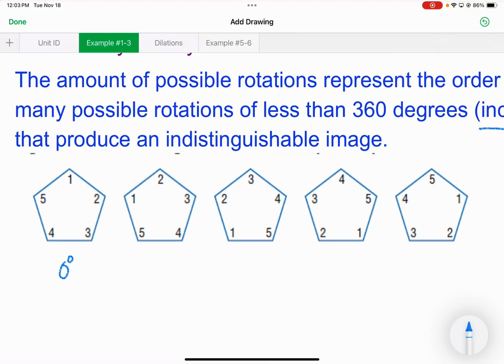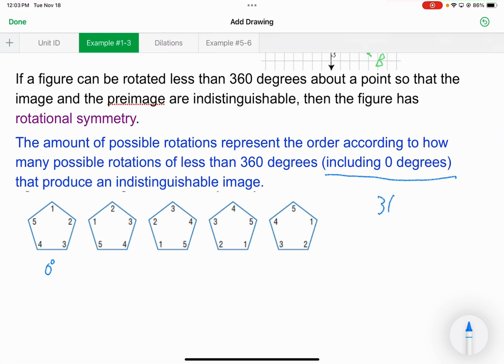Take 360 and divide it by 5. What is that? 72 degrees. So the first one is 72. And then the next one would be 144. After that would be 216. And then 216 plus 72 is 288 degrees.